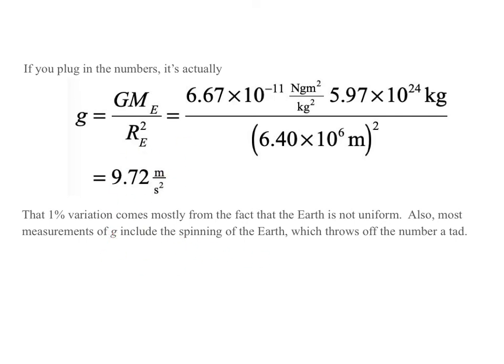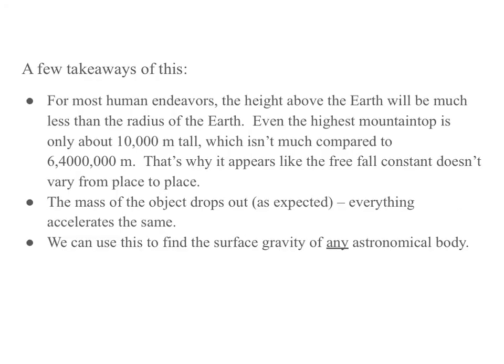So this is respectably close. 1% is not so bad. That gives us a couple of takeaways. For most human endeavors, the height of the Earth is much less than the radius of the Earth. Even the highest mountaintop is only about 10,000 meters tall, which is not much compared to the 6.4 million meters that is the radius of the Earth. That's why it appears that the freefall constant doesn't vary from place to place. It varies, but it's out in the third or fourth decimal place where you're not going to really see it.